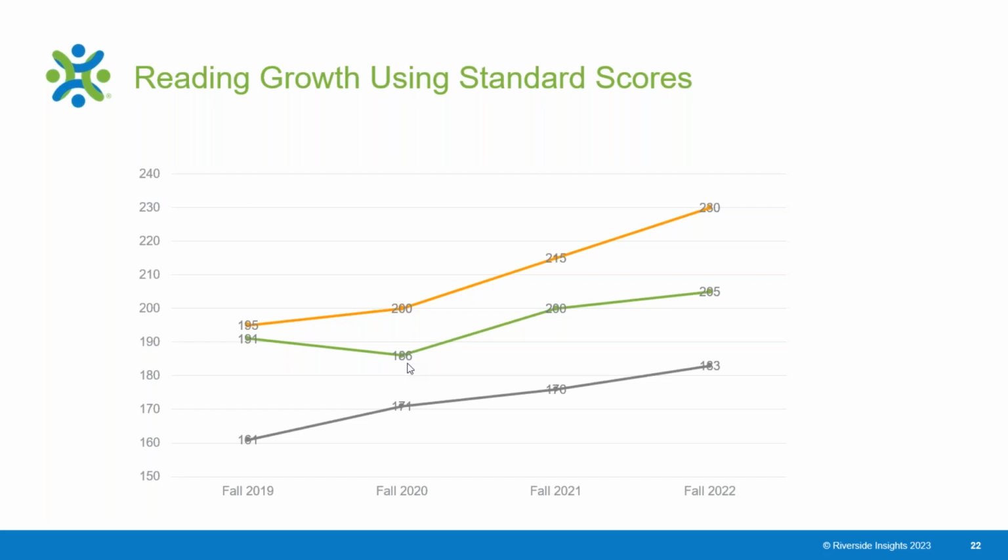The other one that I want to point out is that you see three students, as Kathy said, who are very different from each other, starting in the fall of 19 at very different points on the standard score scale. All of the students over the time presented here from 19 to 22 are growing at some rate. And the standard score is going to show growth for students regardless of where they are at the starting point in a sequence of assessments.